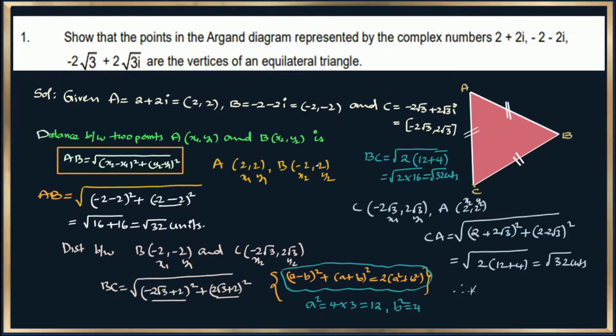So here AB equals BC equals CA. The distance between AB, the distance between BC and the distance between CA are equal. Therefore, the given 3 vertices form an equilateral triangle.